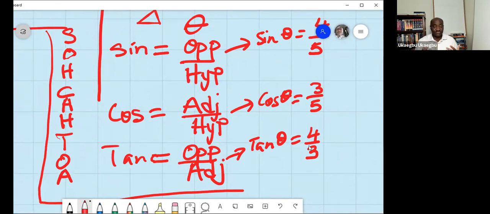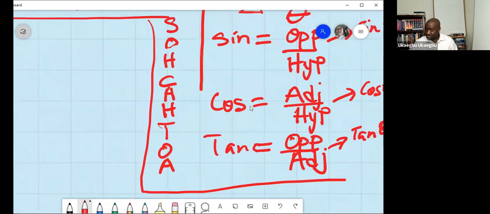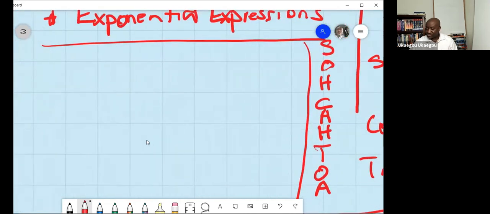It's called a trigonometric ratio. Remember, a ratio is one number divided by the other. That's what a ratio is all about. True or false? How else do you write a ratio in mathematics?